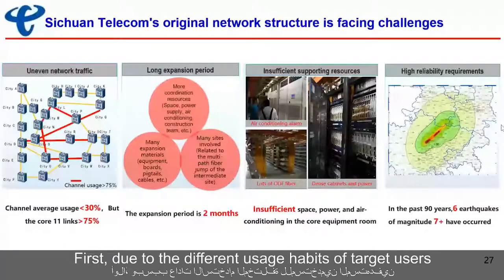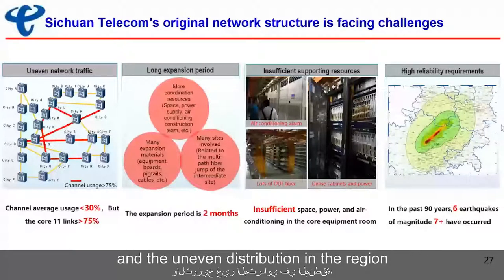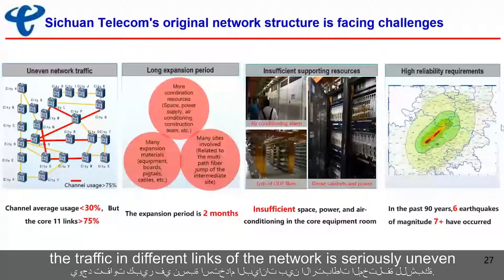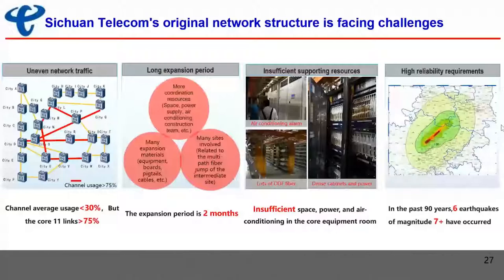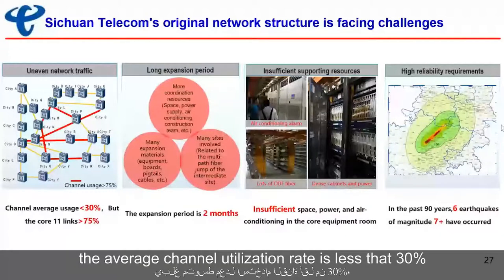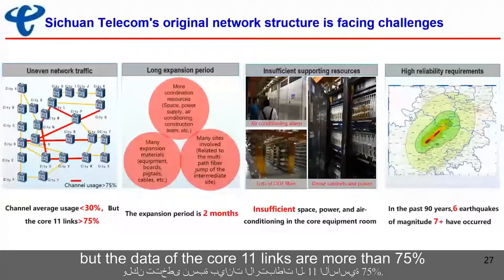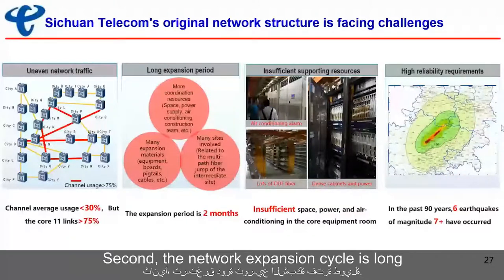First, due to the different usage habits of target users and the uneven distribution in the region, the traffic in different links of the network is seriously uneven. In Sichuan Telecom, the average channel utilization rate is less than 30%. But the data of the core links are more than 75%.